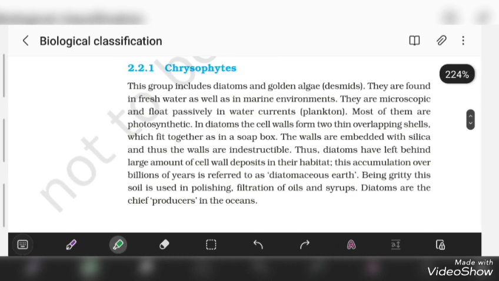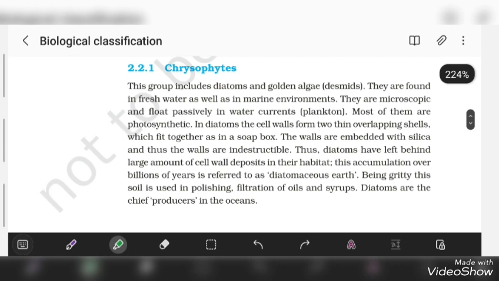Chrysophytes. This group includes diatoms and golden algae. They are found in freshwater as well as in marine environments. They are microscopic and float passively in water currents, as plankton. Most of them are photosynthetic.